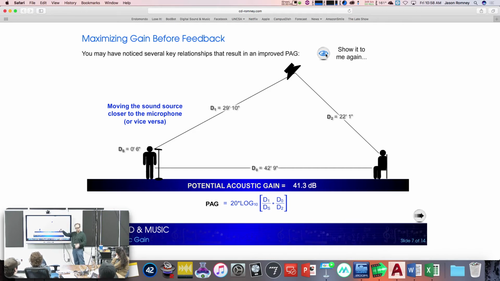So getting the talker closer, all you're really doing is changing these numbers. If you can make DS a smaller number, if you can make D1 a larger number, either of those things will make gain go up. Likewise, if you can make D0 a larger number. So you see what you do? You can manipulate those distances, gain goes up.